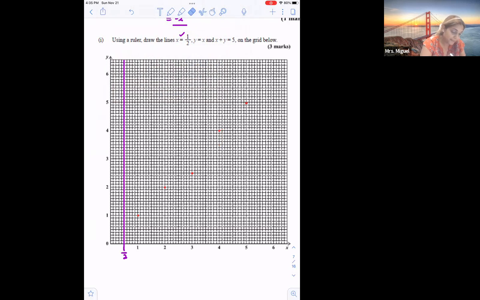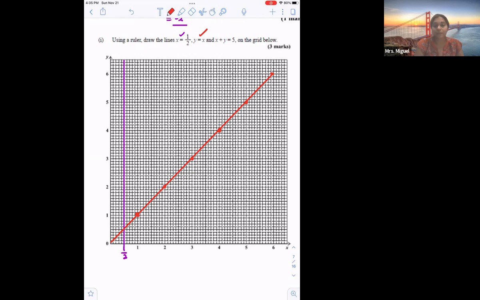Right? If x is 6, y is 6. So this is a straight line passing through these points here. This one was on top. So notice the line passes through the same x and y coordinate. So we have that. So it's 3 marks, you're getting 1 mark per line.